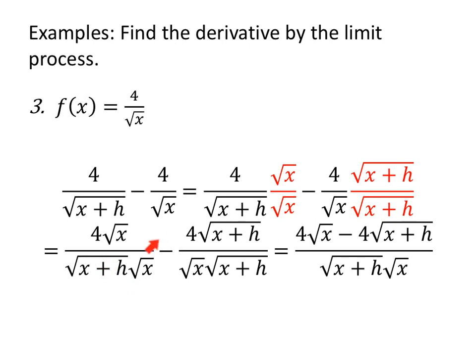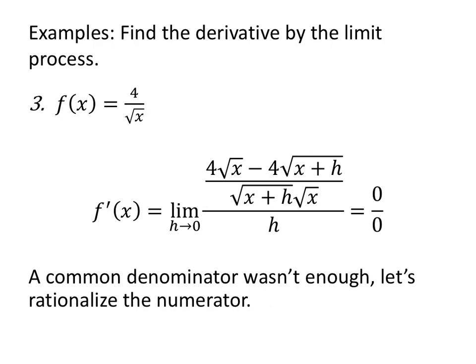But I'm going to rewrite this first expression as 4 square root of x over the common denominator, minus 4 square root of x plus h all over the common denominator, and then write it as a single fraction. 4 square root of x minus 4 square root of x plus h all over the common denominator of the square root of x plus h times the square root of x. That whole thing goes in our difference quotient.